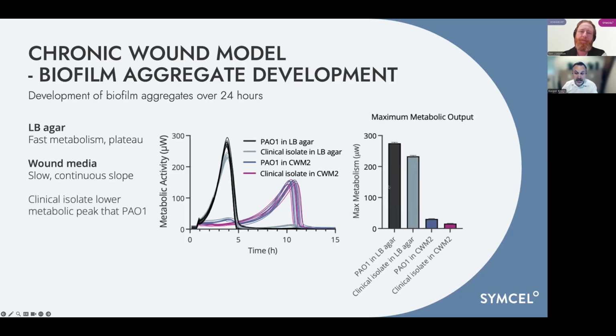So everything is much slower, but over time they actually produce the same aggregates. But just looking at the maximum metabolic activity, you can see that the LB agar is much higher in activity than in the wound media. But also notice that the clinical isolate peaks out much lower than the PA01, which is not that strange. We know that they have quite often been adapted to the wound.